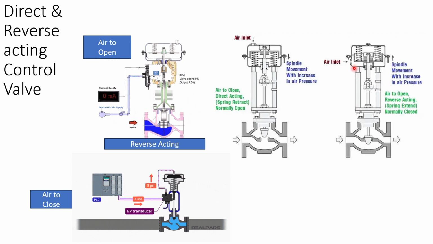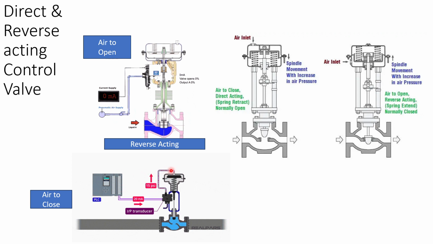In the reverse acting, air is supplied from the bottom. So the spring will close the valve. This is showing the closed position. And when air goes from the bottom against the spring compression, it will press this disc and the valve will go up and the flow will take place.